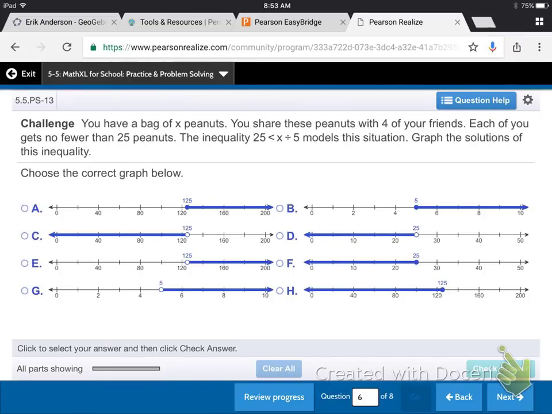Here we go. We are rolling right along still. And this is a challenge problem. Let's see if we can just tackle it really quick. It says you have a bag of x peanuts. You share the peanuts with 4 of your friends. Each of you gets no fewer than 25. So you all get at least, that's another way to say that. No fewer than means at least.